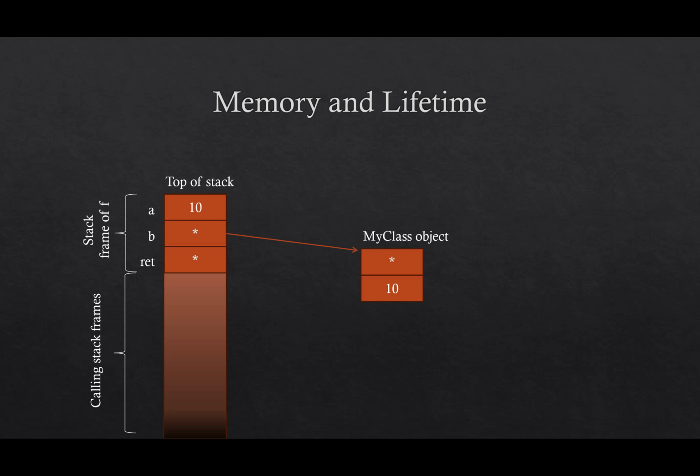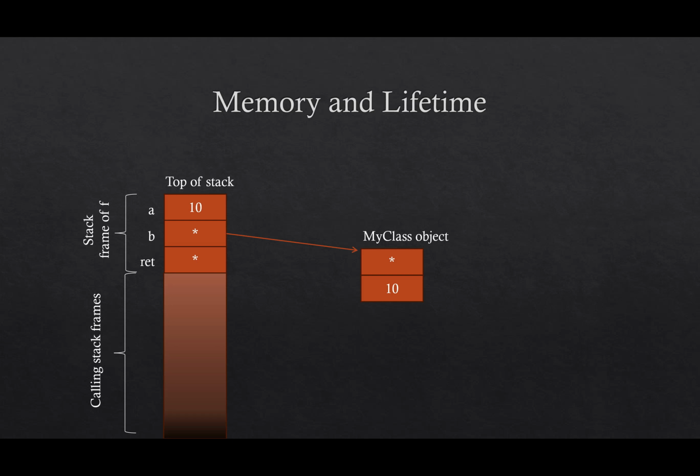So on the right-hand side, we see the object itself. There's a hidden pointer inside the object that contains type information. We don't see that as a programmer, but that's how the runtime knows what the type of the object is. And then we have the actual fields of the object. In this case, the integer property is stored as part of the object as well.